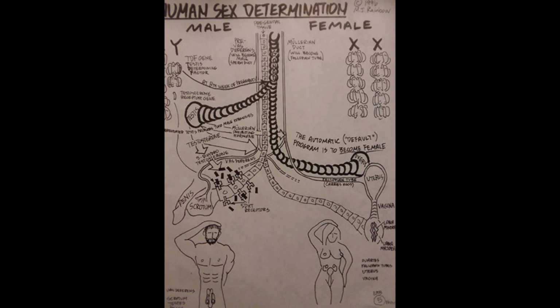Alright. So in the male, at the 8th week of pregnancy, on the Y chromosome, there's a trigger called the TDF, testes determining factor gene. So at the 8th week of pregnancy, the TDF gene fires and makes testes determining factor, which diffuses over the gonadal tissue and causes what would have been an ovary to become testes.